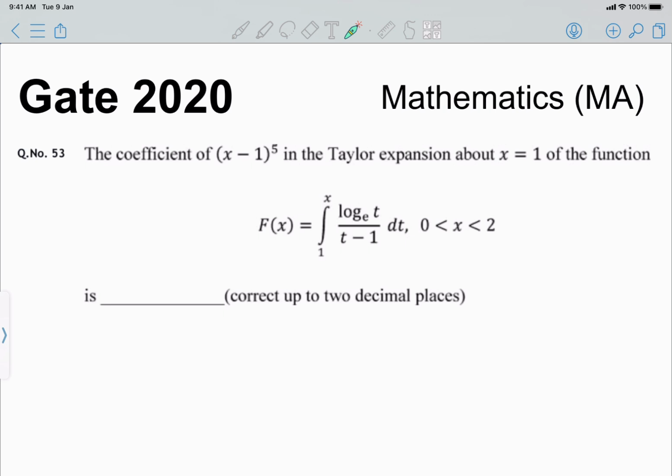Okay, so today we'll solve GATE 2020 question. This is a question from real analysis, question number 53. It's asking for the coefficient of (x minus 1) to the power 5 in the Taylor expansion about x equals 1 of the function f(x), given by this, for x belonging to (0, 2).